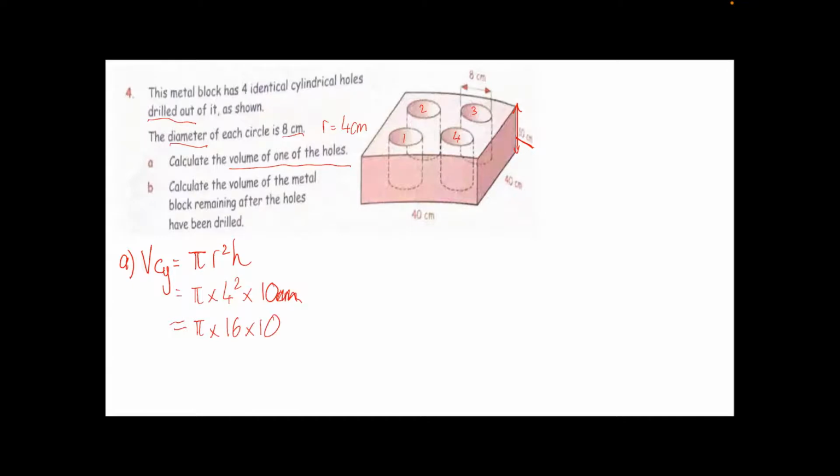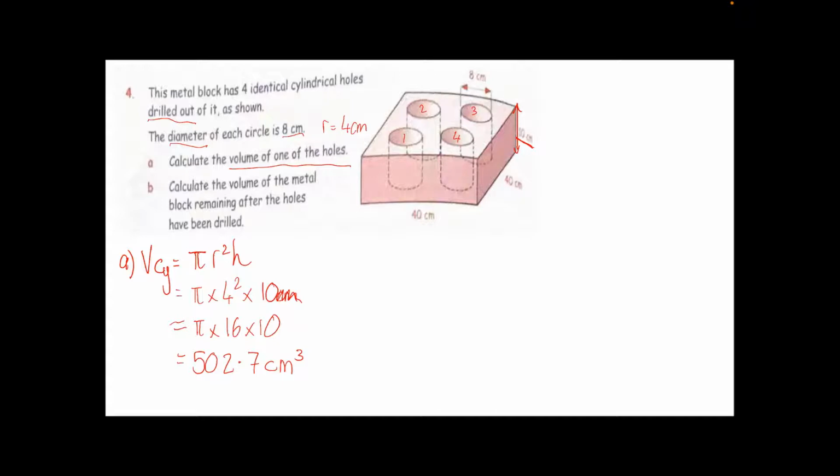So if we pop that into our calculator, we should be getting about 502.7 centimetres cubed. It's still a volume, so it's still centimetres cubed. And that's all we have to do for that one. That is the volume of one cylindrical hole.